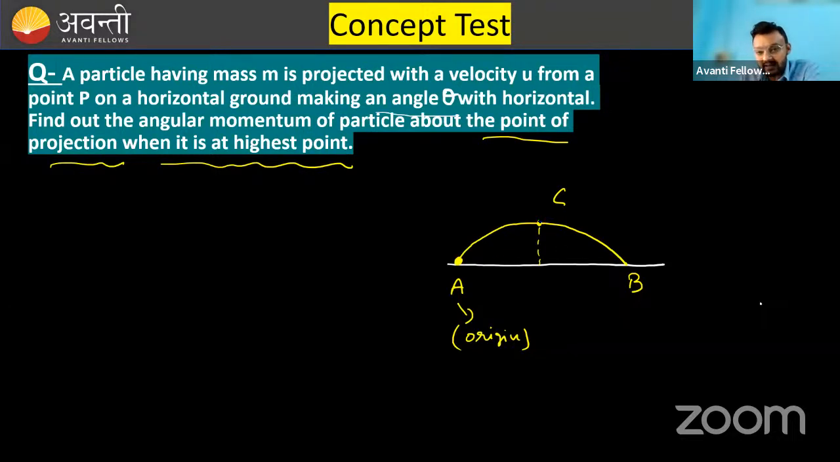At the highest point, you must know the projectile scenario. In which direction is the particle moving? If a particle is projected with some velocity u at an angle theta, then it is a combination of horizontal and vertical motion. You all know these things. So this component of velocity is u cos theta, and this component is u sin theta. So at the highest point, it has no vertical velocity. It is just moving in the horizontal direction with a velocity u cos theta.